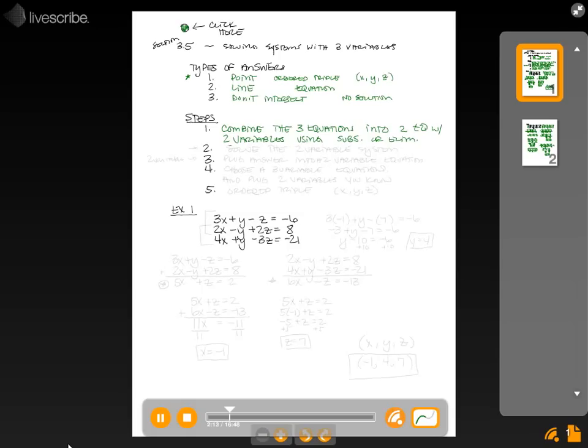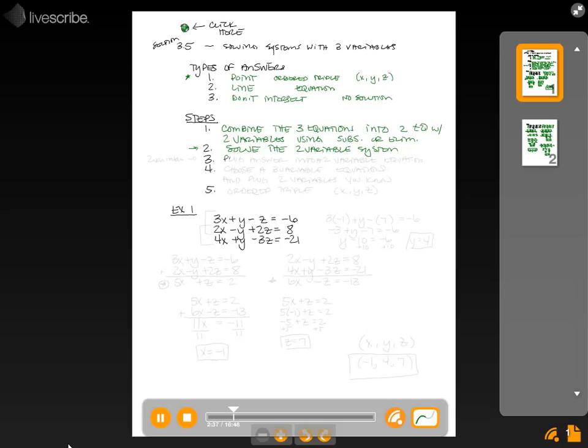So again, the first step is to combine the three equations into two equations using two variables, using either substitution or elimination. Step 2 is to solve the new system of equations, the two variable system, which we've already done. We learned 3 ways to do that. We graphed, we used substitution, or we used elimination. So you guys should be good at step number 2.